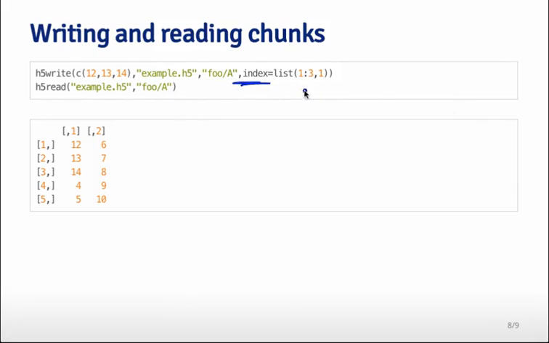You can use a similar index argument to read just a subcomponent of the data set as well. You can pass it an index, which is a list that shows the different dimensions to read, for example, if you just wanted to read the first 3 rows of the first column, you can pass this same index argument to h5read.